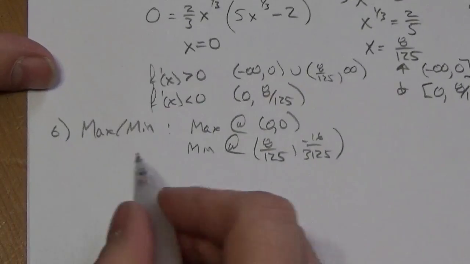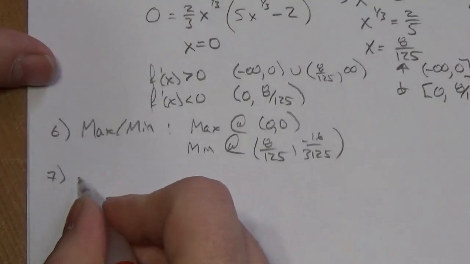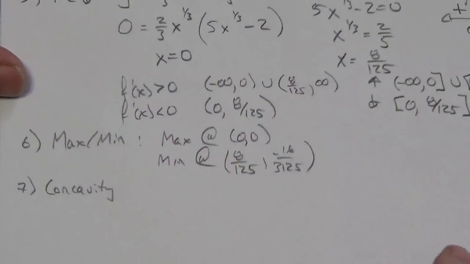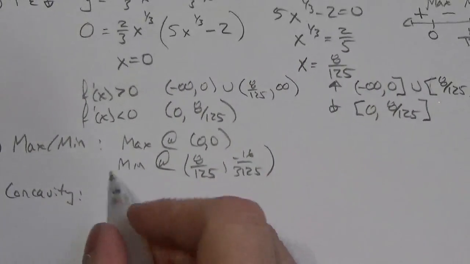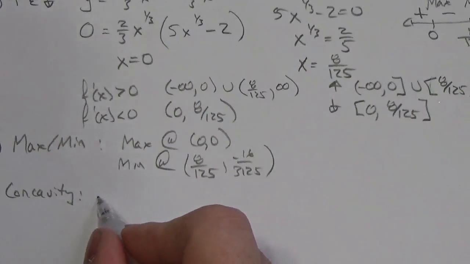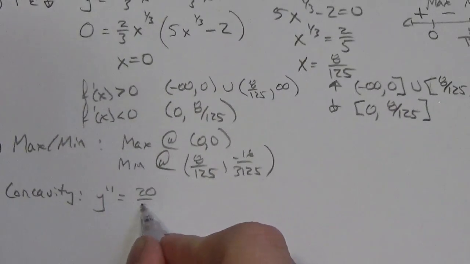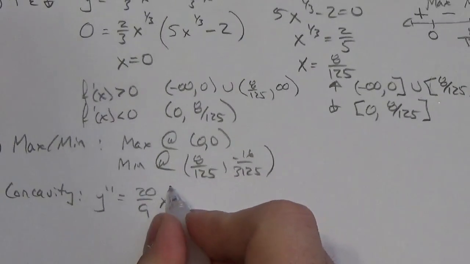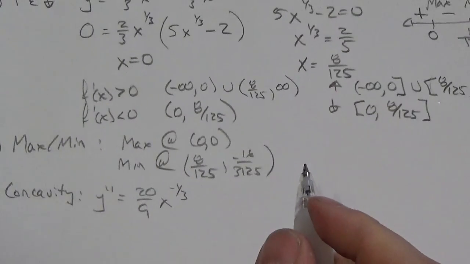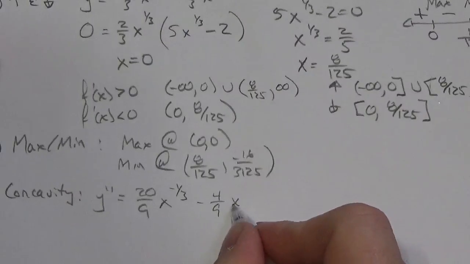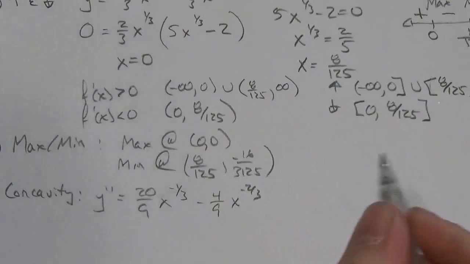Now, let's take a look at part 8. We're looking at concavity. So we're going to take the second derivative. So what do we got here? We're going to have y double prime equal to 20/9 x to the negative 1/3 minus 4/9 x to the negative 2/3.